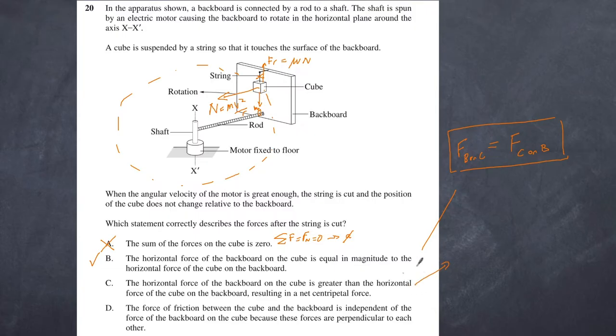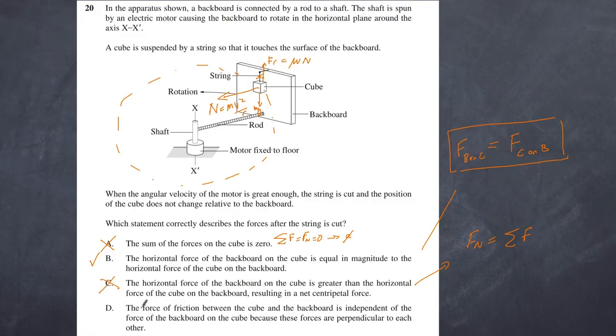You see, to get a net force, and that of course means you have a sum of forces acting, it's important to understand that the forces acting for a net force must all be acting on the one object. And this is the force of the backboard on the cube, and this one is the force of the cube on the backboard. These do not cancel out, resulting in a net force. So therefore, this is incorrect.